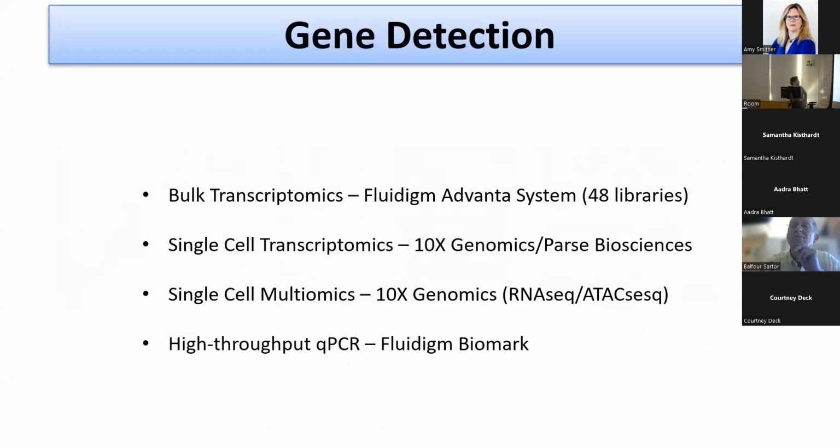I'm going to start out by talking about gene detection. We have basically 4 different ways we can detect genes or gene expression. One is through bulk transcriptomics. We have a microfluidic approach to generating RNA sequencing libraries. It's on a chip and can do up to 48 libraries at any given time. It's a very rapid, fast, reproducible and robust system. A human being is not doing the pipetting; a machine does it.